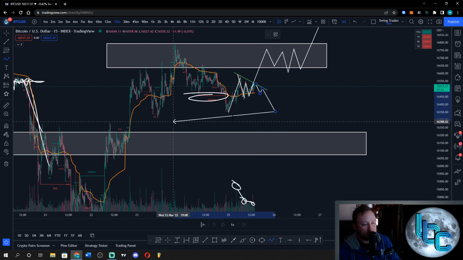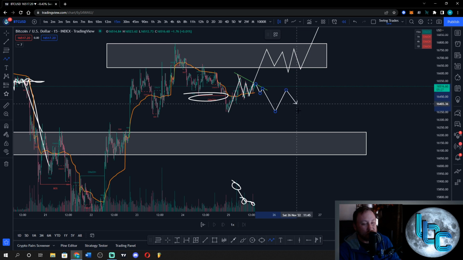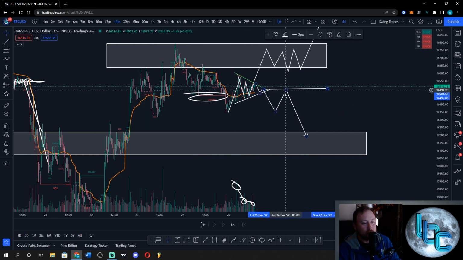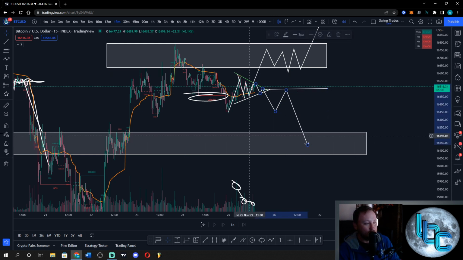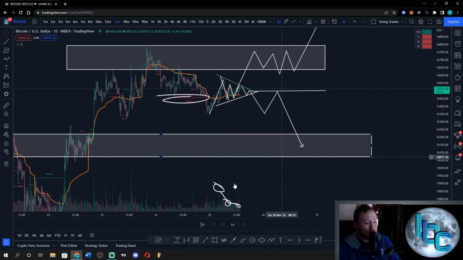This is a kind of a strong area of support here, so maybe we do get a bounce back up here, but I would suspect that it's nothing more than us going back to the apex of this triangle where there was a lot of indecision. So we could come back up into that apex area at about $16,500 for Bitcoin, and then we have a move down back into this previous consolidation range. So those are your two options, in my opinion.